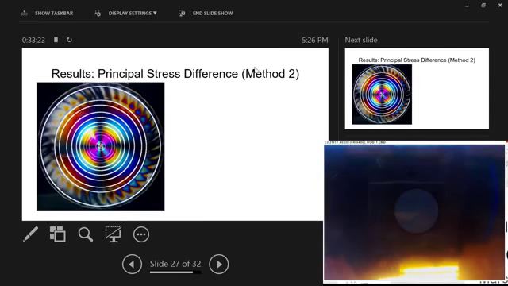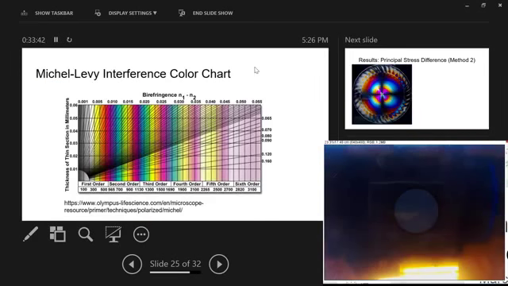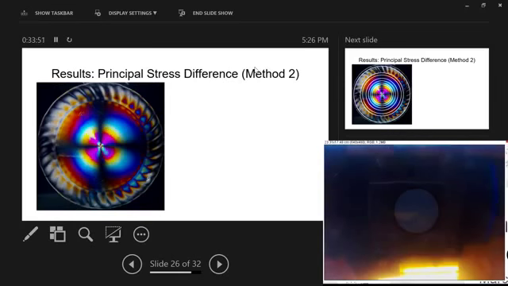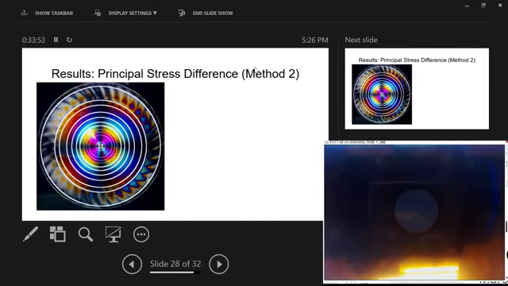And moving in from there, I tried to essentially draw on top of these to isolate the fringes and make them clearer. And then counting these, using a chart just like this to align the color and find what the phase change that corresponds to was.